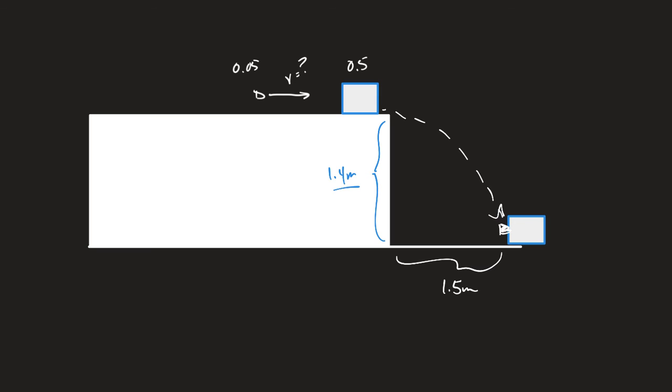Look familiar? We've done projectile motion problems. If I tell you where something lands, can you tell me how fast it was going when it left the table? And if you can figure out how fast it was going when it left the table, you should be able to figure out how fast the bullet was going before it struck the block.